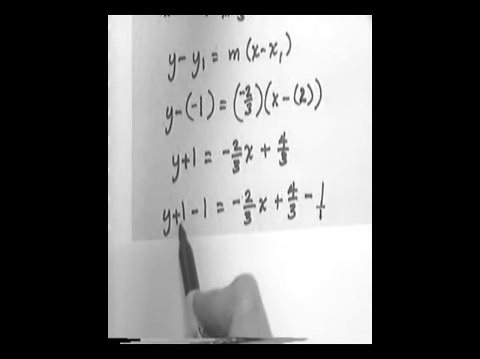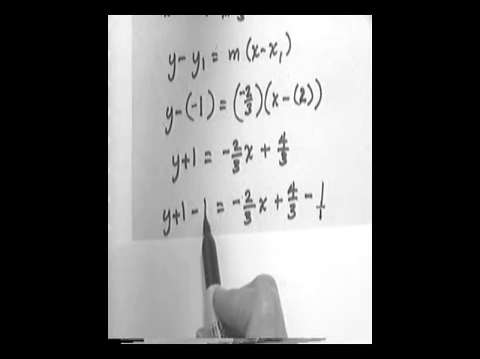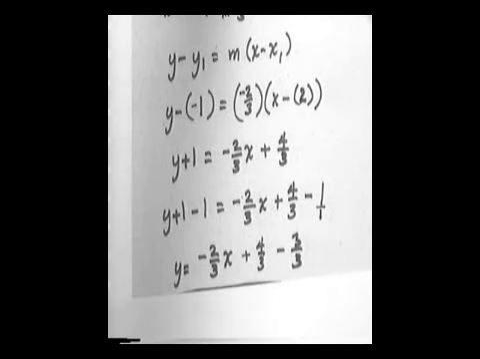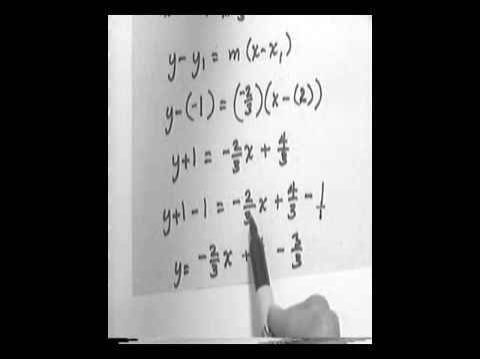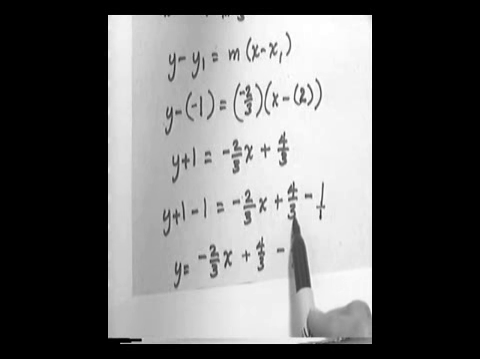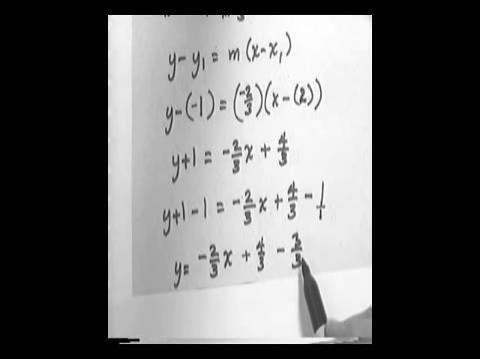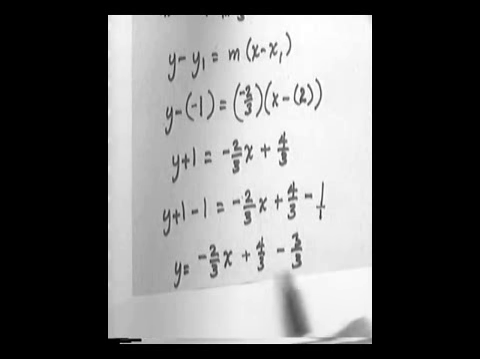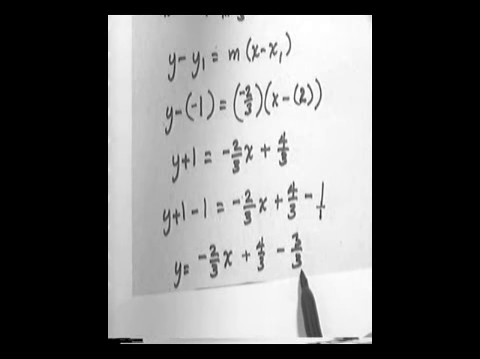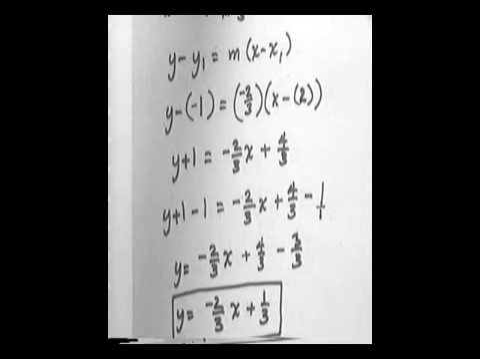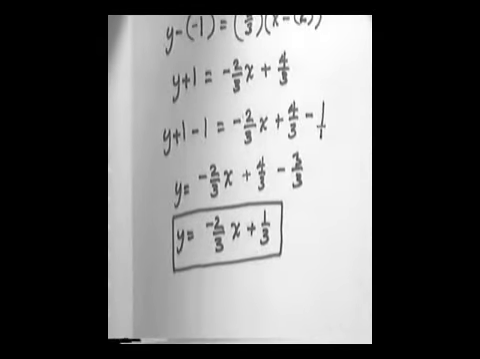And so the 1 plus 1 on the left will cancel, so I have simply y on the left. And then on the right we have negative 2/3 x plus 4/3 subtract 3/3. 1 over 1 is the same as 3 over 3. Common denominator is 3, and we have 4/3 subtract 3/3. Well, 4/3 subtract 3/3 is 1/3, and so the final answer is y equals negative 2/3 x plus 1/3.